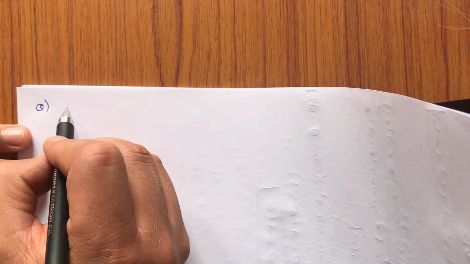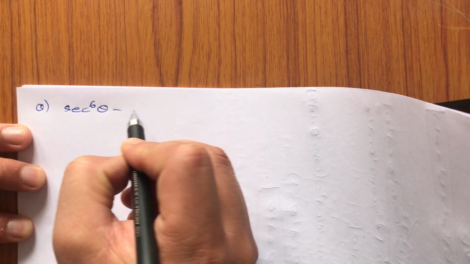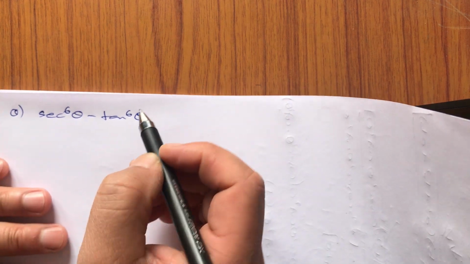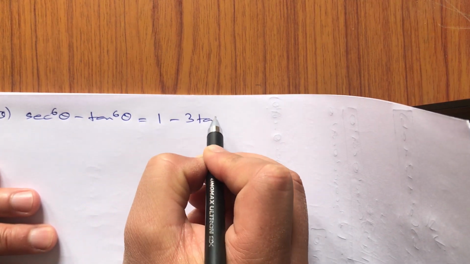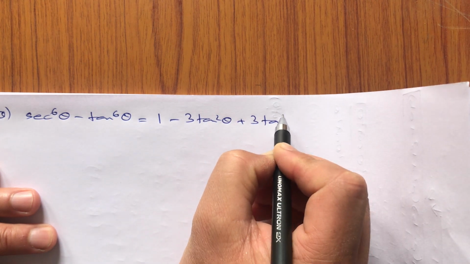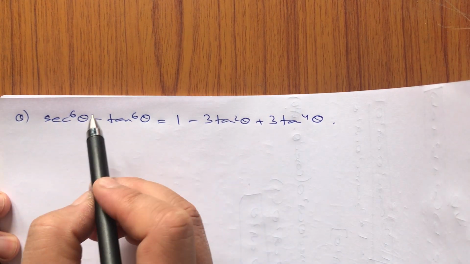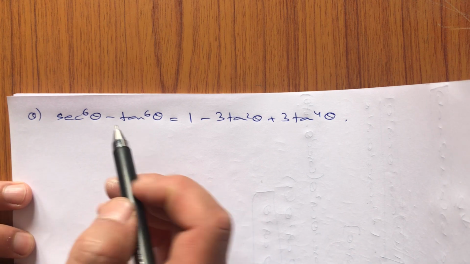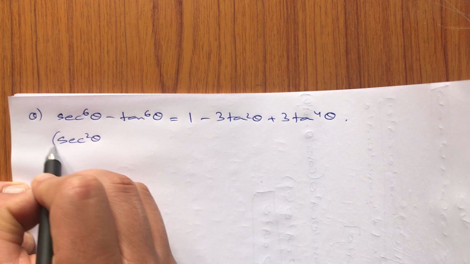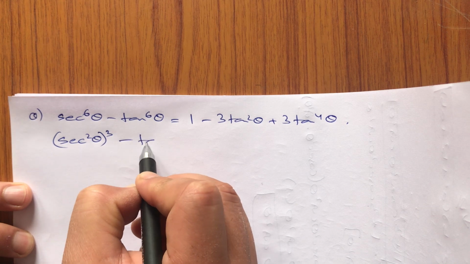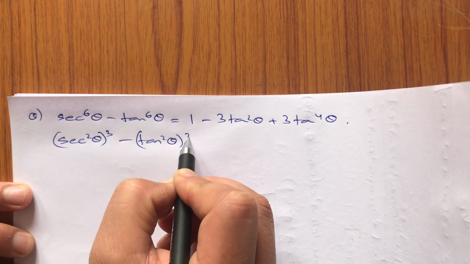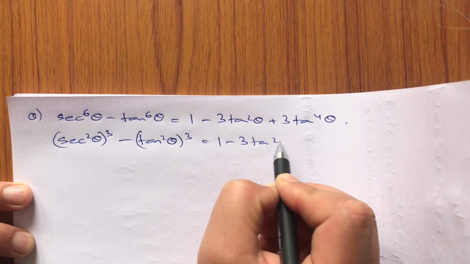Okay, let's do one more example of this type of sum. Let's say the question says sec 6 theta minus tan 6 theta is equal to 1 minus 3 tan square theta plus 3 tan to the power of 4 theta. If I see a 6, first let's convert them into cube form. So I write the 2 inside and the 3 outside, and the right hand side I copy as it is.